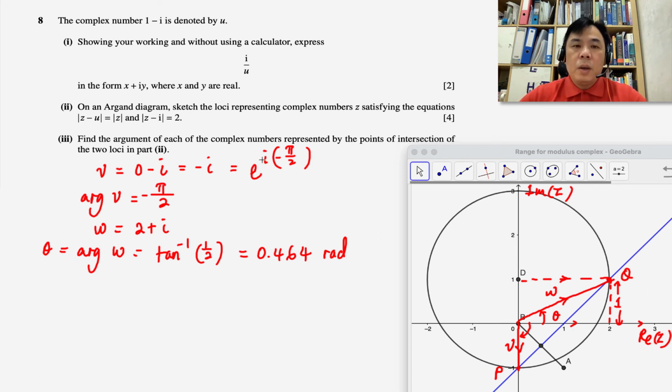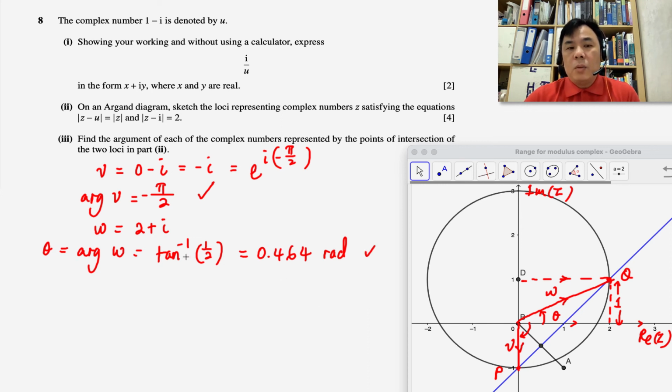We have found the argument for each one of the complex numbers that represent the intersections between the circle and the perpendicular bisector straight line. I hope that is clear. These are the two answers that we are looking for.